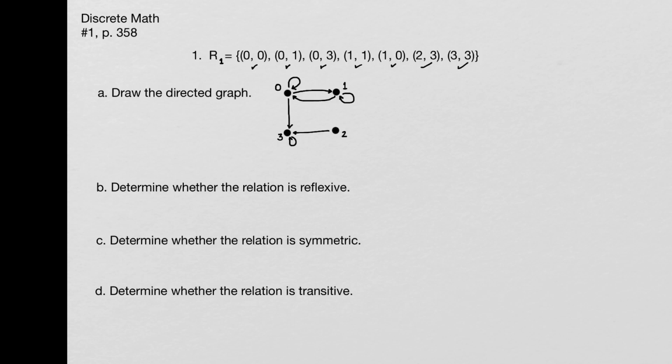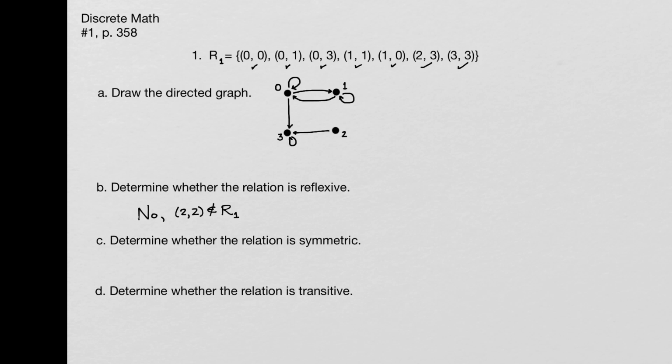All right, so now I want to determine if the relation is reflexive. If it is reflexive, that means that 0, 0, 1, 1, 2, 2, and 3, 3 are all ordered pairs in the relation, and we're actually missing 2, 2. So my answer is no. 2, 2 is not an element of R1.